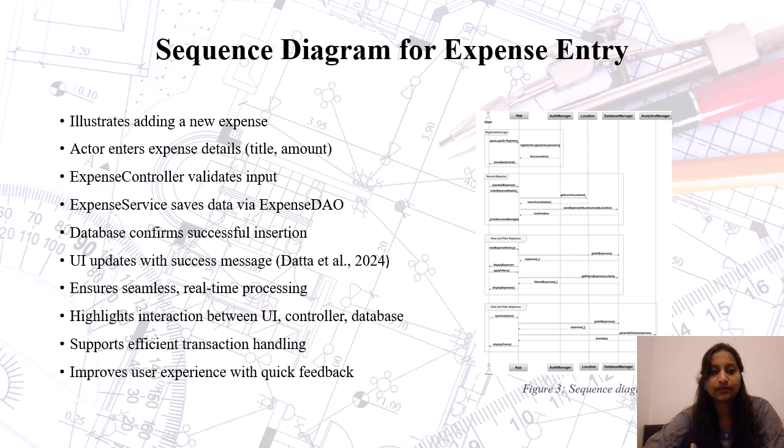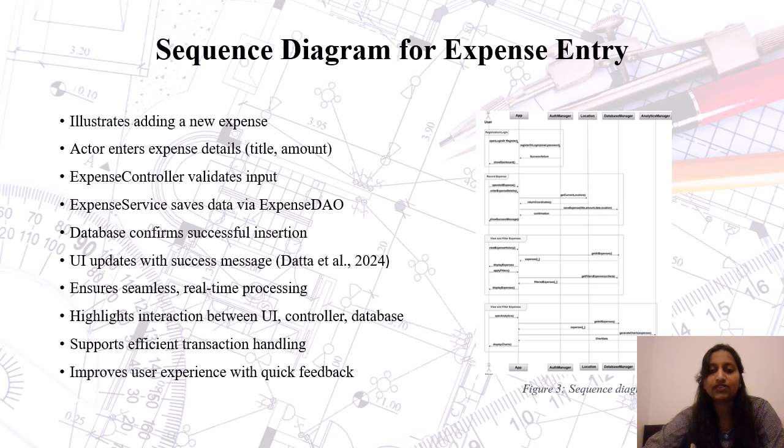So now we're going to discuss the sequence diagram for the expense entry. In this sequence diagram, PET processes adding a cost, with facts such as title and amount supplied by the user, and input validity is checked by the expense controller.